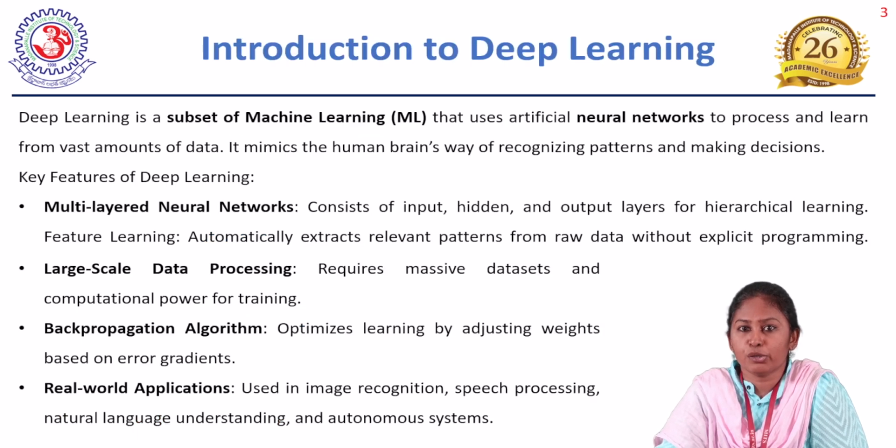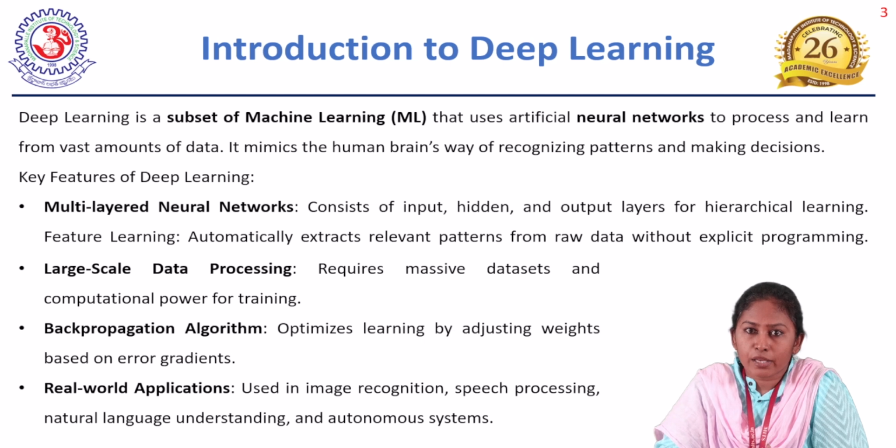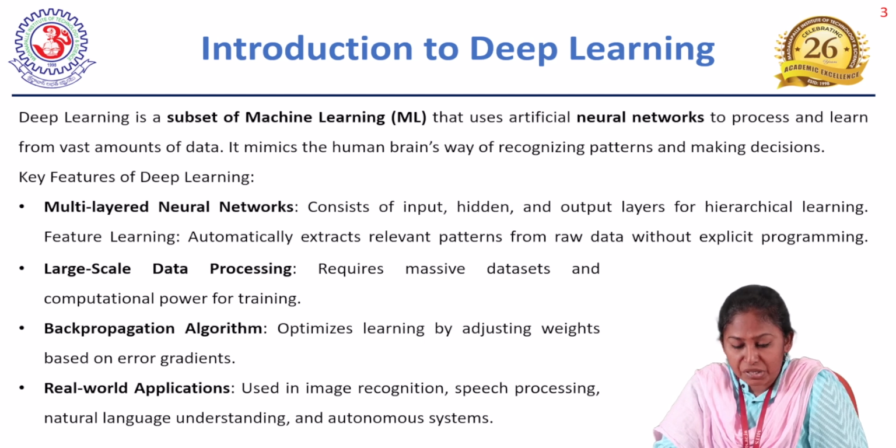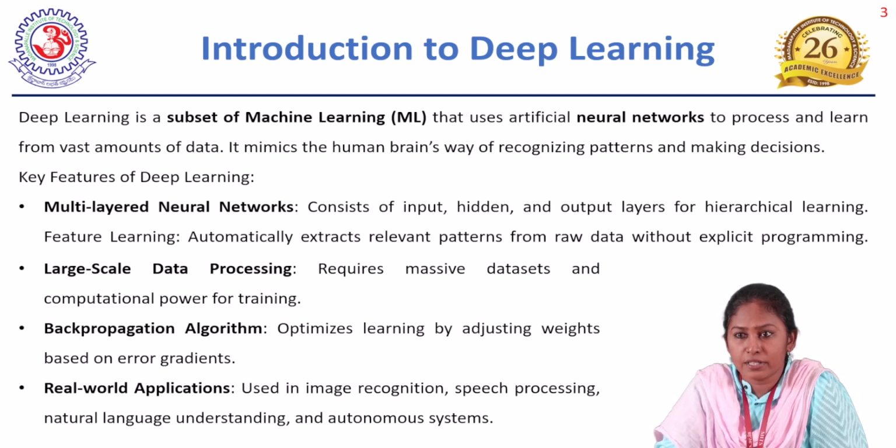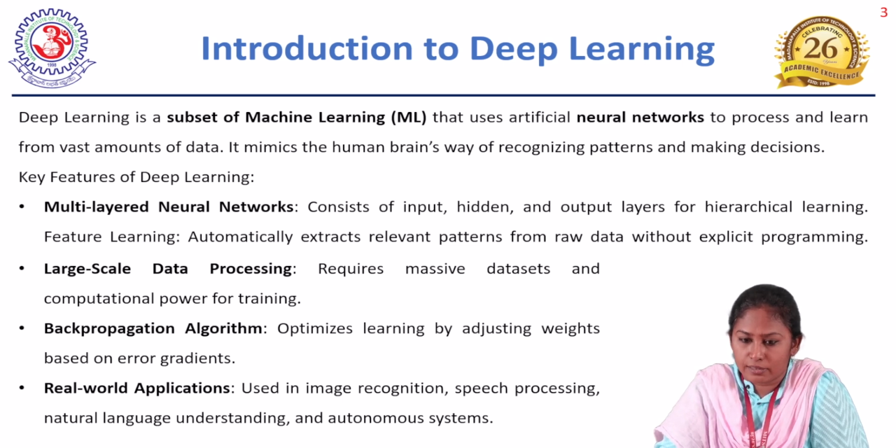First, coming to the introduction of deep learning, everyone knows it is a sub part of machine learning. Deep learning uses an artificial neural network to process a massive, huge amount of data. That is one of the main differences between machine learning and deep learning. When we have a massive amount of data, we can go with deep learning.